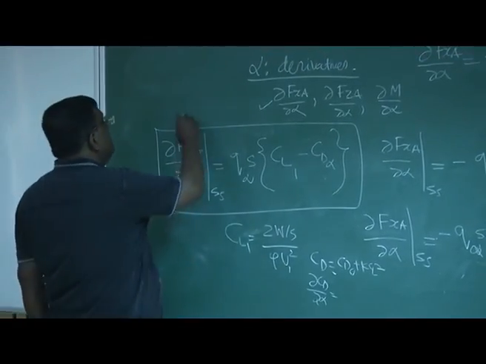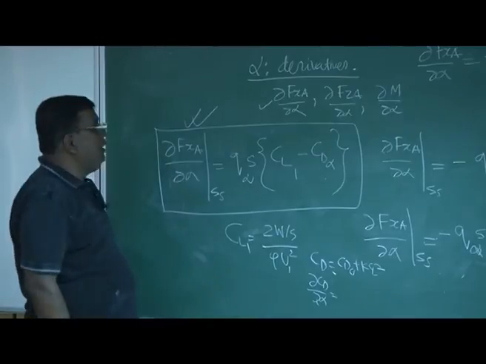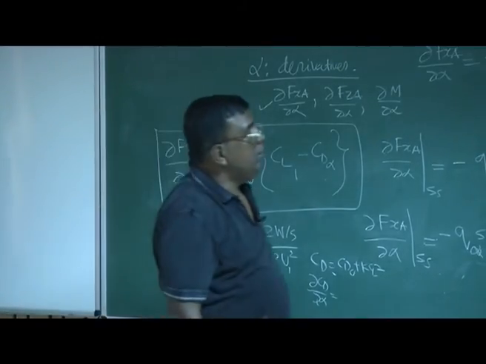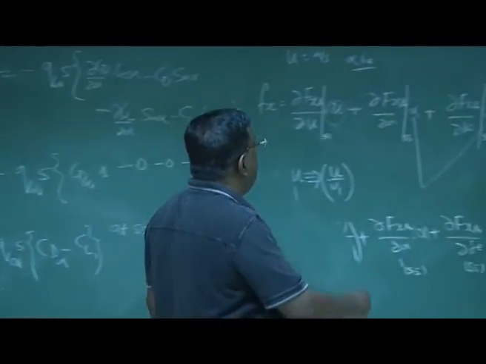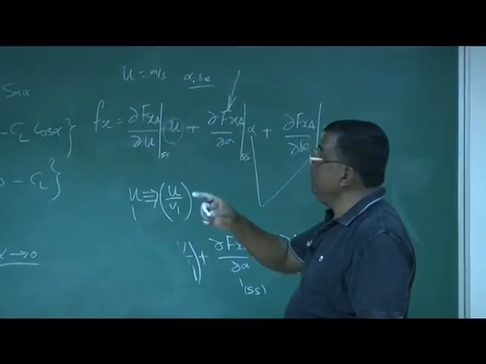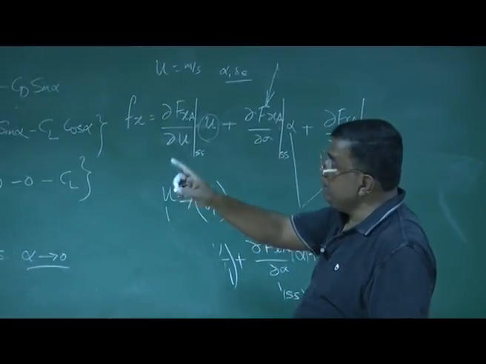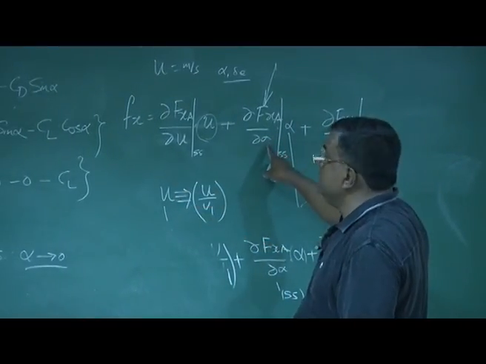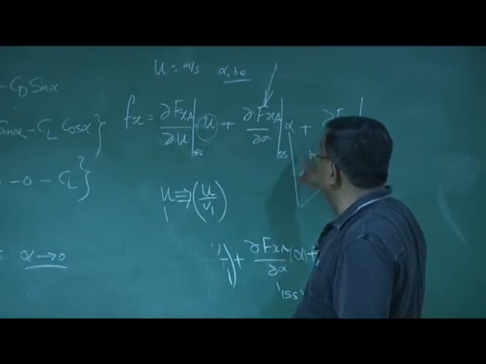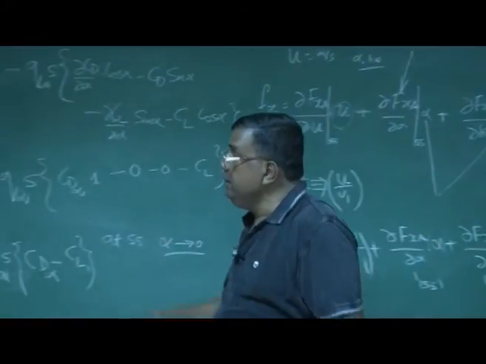So the simplified expression we get for dfxa by d alpha. Why are we evaluating this? Because we have to put those expressions here. dfxa by d alpha, I have to replace it by q infinity S CL1 minus CD alpha. We will evaluate all these derivatives, right, and try to substitute them by such expressions.